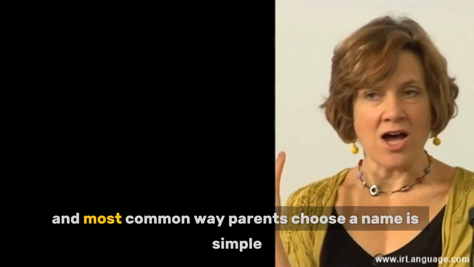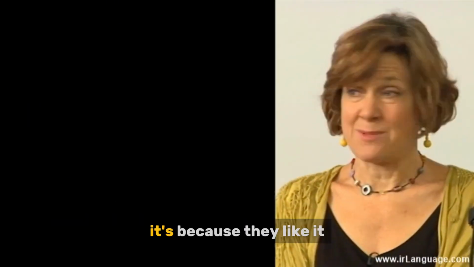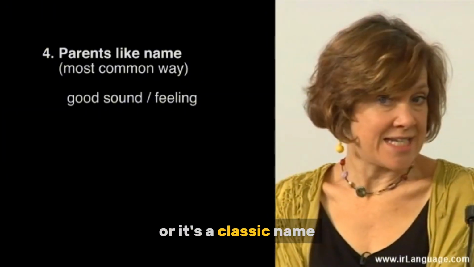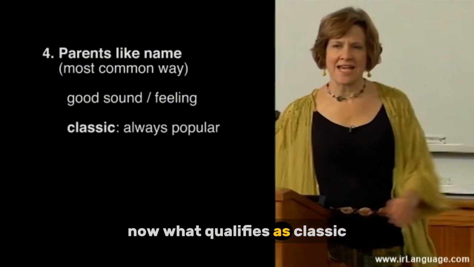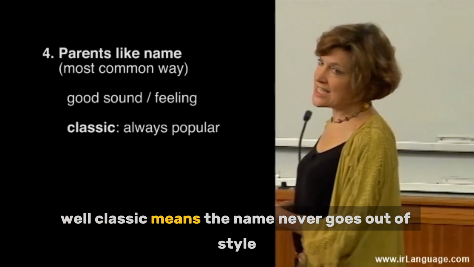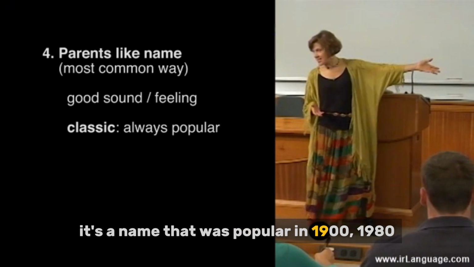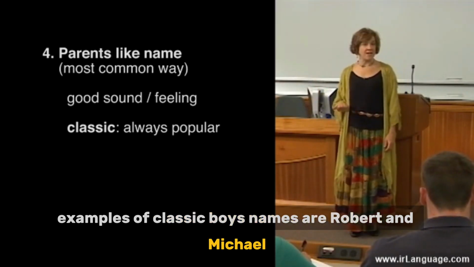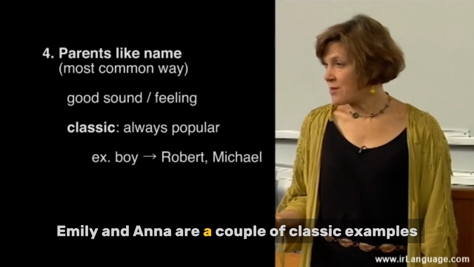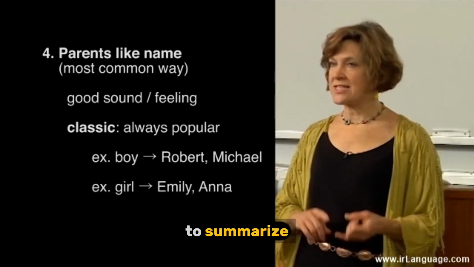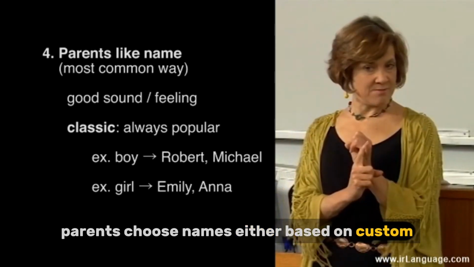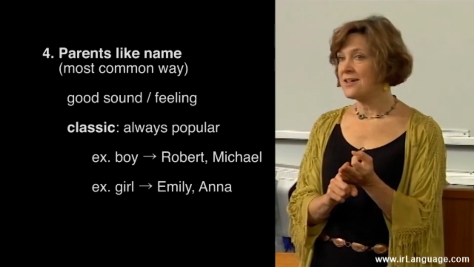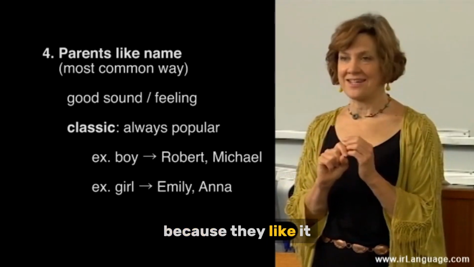The fourth and most common way parents choose a name is simple. It's because they like it. They like the sound or the feeling it has, or it's a classic name. Now, what qualifies as classic? Well, classic means the name never goes out of style. It's a name that was popular in 1900, 1980, and it's still popular today. Examples of classic boys' names are Robert and Michael. For girls, Emily and Anna are a couple of classic examples. To summarize, parents choose names either based on custom, or after someone they admire, or to help their child socially, or the most common way, because they like it.